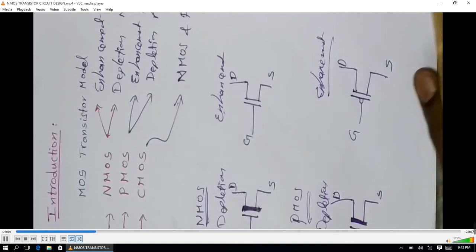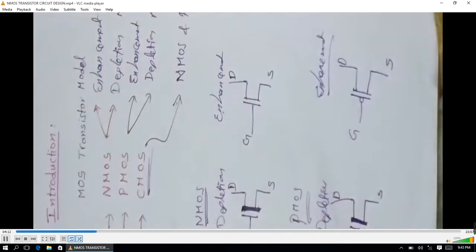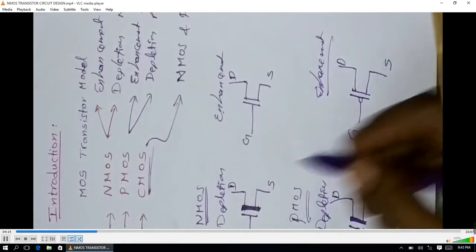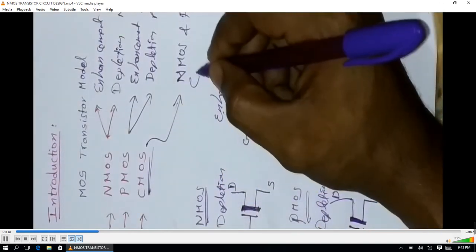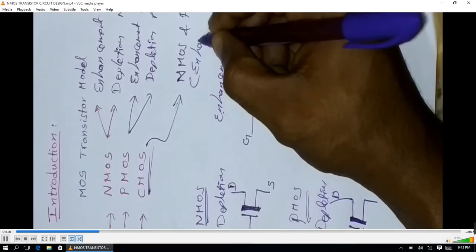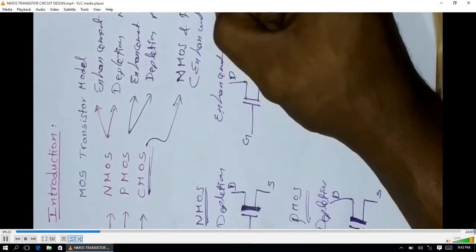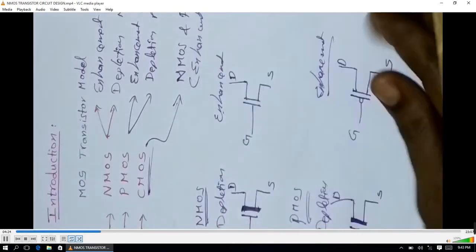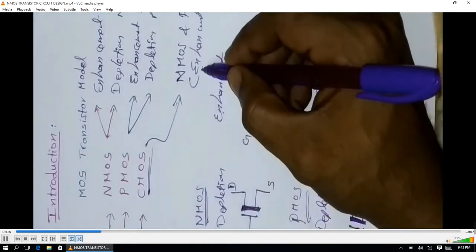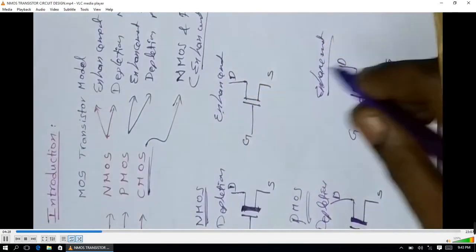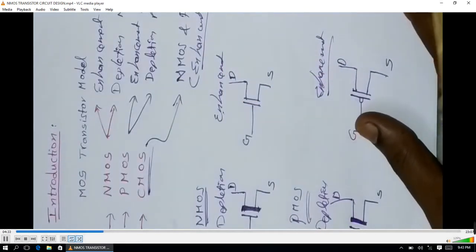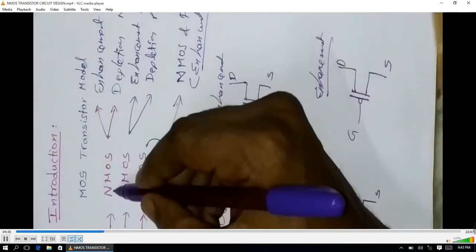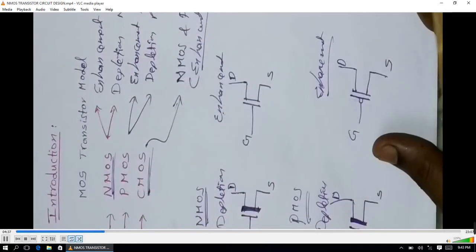Okay, and coming to the CMOS, the CMOS should be the combination of these two. But in this CMOS transistor model, we are using only Nmos and PMOS transistors in enhancement mode only. We are not using any depletion mode transistors in the CMOS case. We are using only enhancement mode transistors, both Nmos transistor as well as PMOS. And now in this session we are discussing the Nmos transistor model.